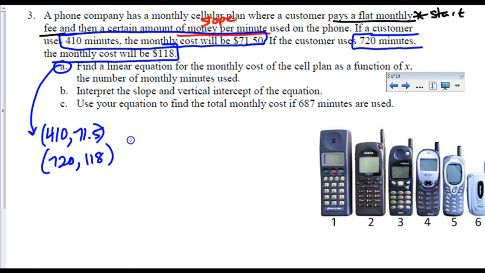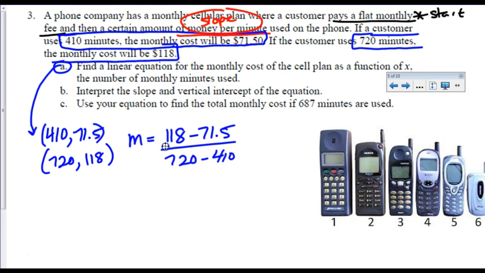So I'm going to need to calculate slope. y2 minus y1 over x2 minus x1. And remember, we talked about slope as being the charge per minute. So when I calculate this, it should, I mean, you guys don't pay per minute anymore on cell phones, but it shouldn't be anything crazy. And it comes out to 0.15. So 15 cents per minute is what they're going to charge you. This is how we used to do cell phones back in the day, huh?